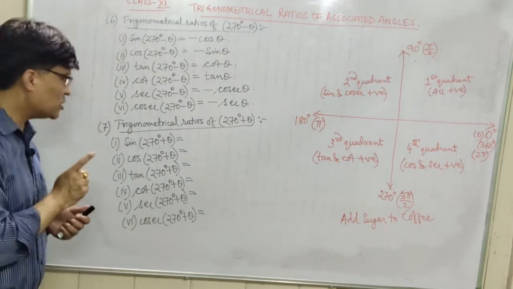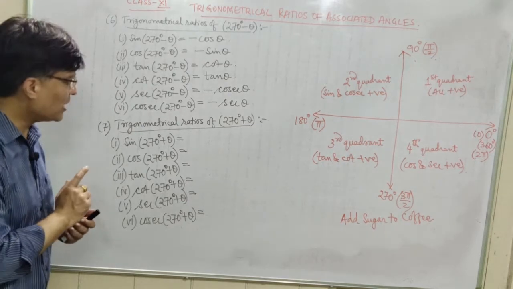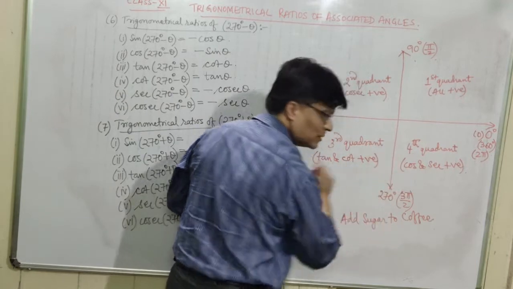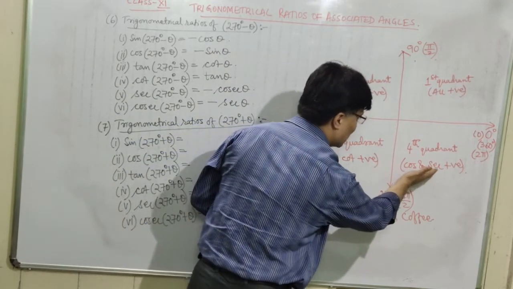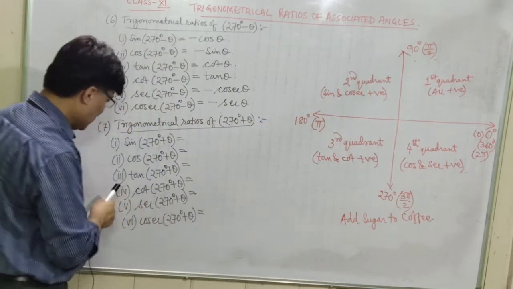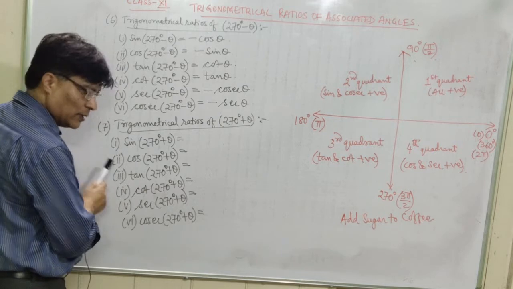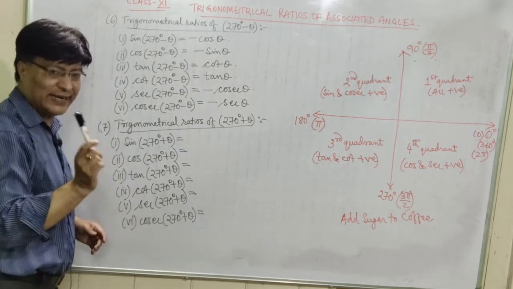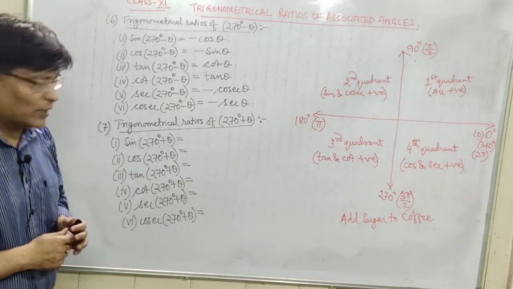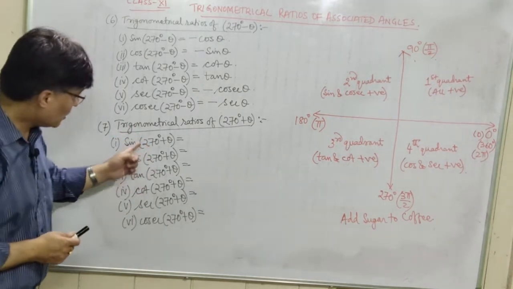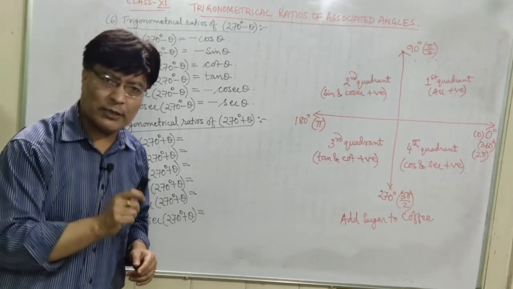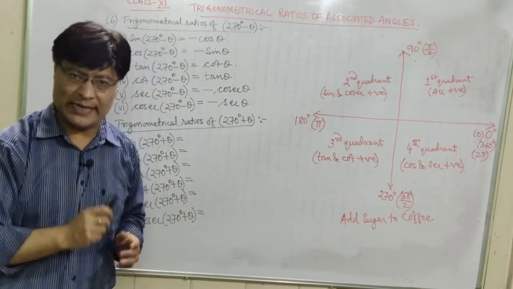So now, in which quadrant does this angle 270 degree plus theta lie? 270 plus theta means it is more than 270, so it lies in the 4th quadrant. And in the 4th quadrant, only cos and sec are positive, but all other trigonometric ratios are negative in this case. That is, sine, tan, cot, cosec are negative in this case. Okay? And also, 270 degree is 90 degree into 3. So it is odd multiple of 90. So trigonometrical ratio will change.